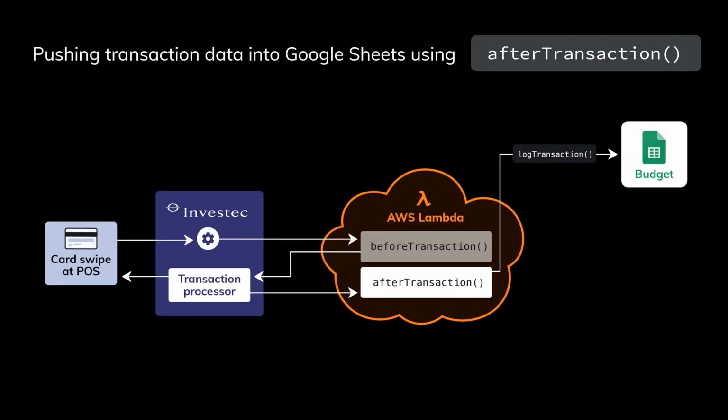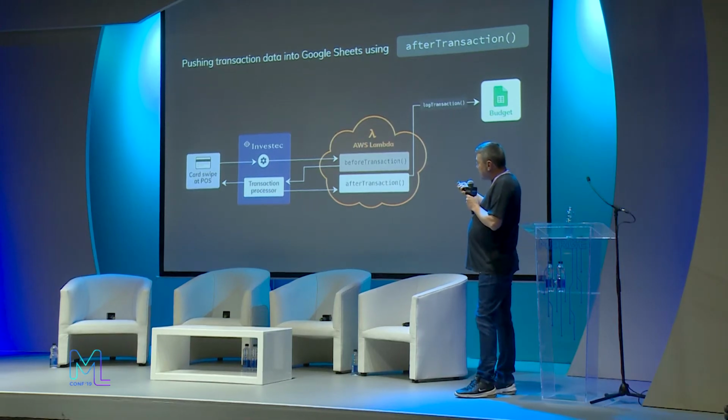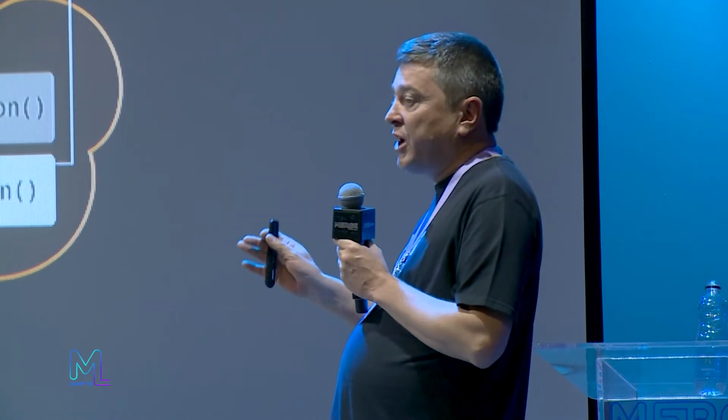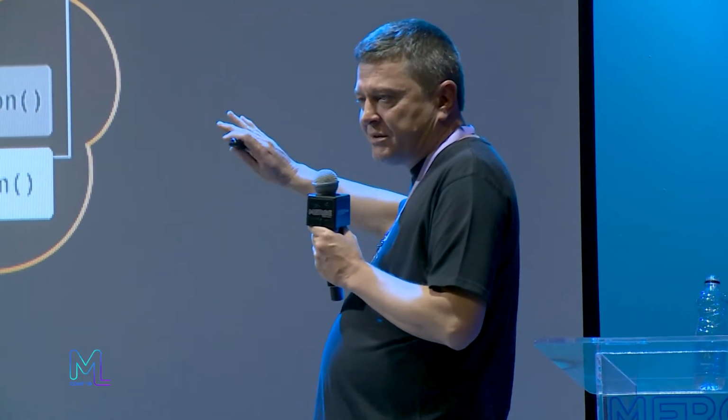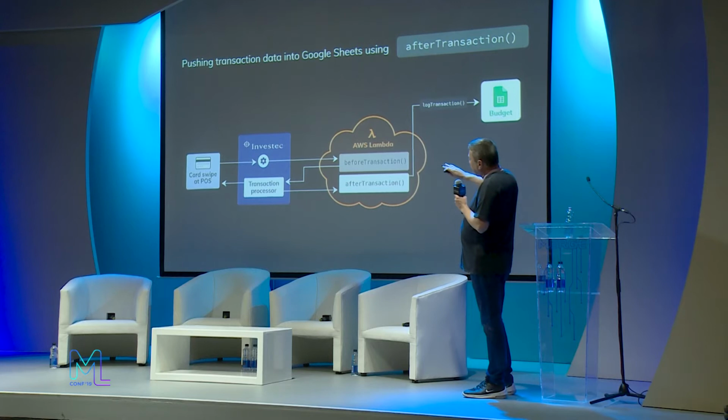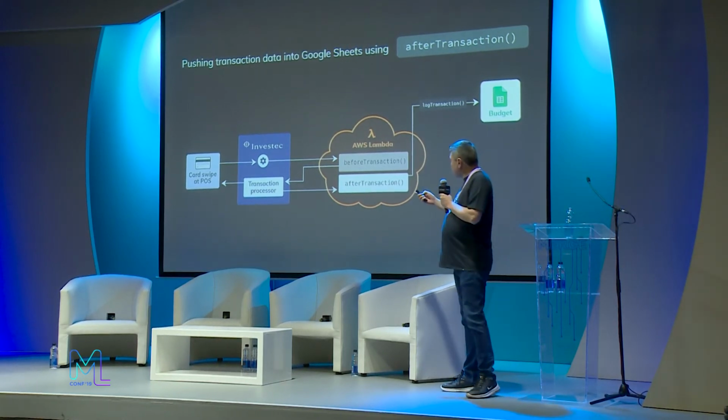Okay, so step one. This is going to go into a bit of nerdy stuff. I'm going to show you code, so just humor me. So we said we're going to focus first on this after transaction. So just to explain this, once you've swiped your card, the money goes out of your account. This is almost a callback to say, you can now do stuff with the results of that card swipe. So we logged it to Google Sheets.